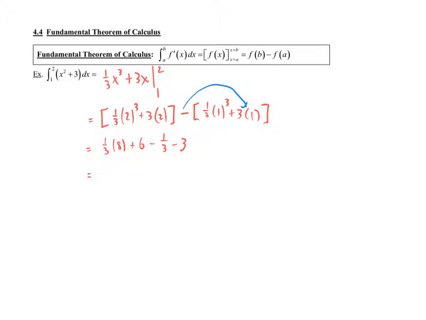Okay, so now I'm going to combine these numbers. 8/3 minus 1/3 is going to be 7/3, and then 6 and negative 3 will give me plus 3. In order to add these numbers, they need to both have a denominator of 3, so I know that 3 is just 9/3, and 7/3 and 9/3 will give me 16/3.